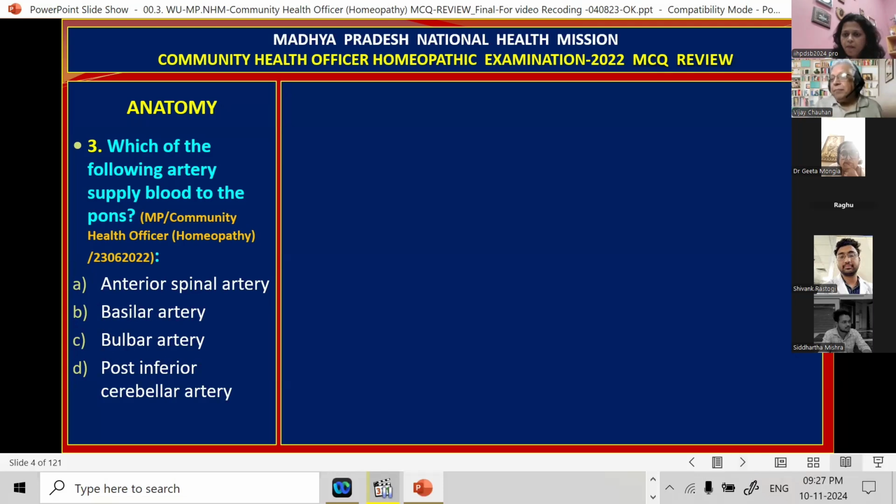Everyone, B is the answer. Basilar artery. Which of the following arteries supplies the pons? And here the answer is coming.